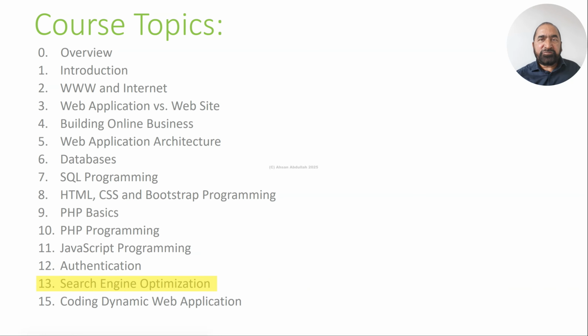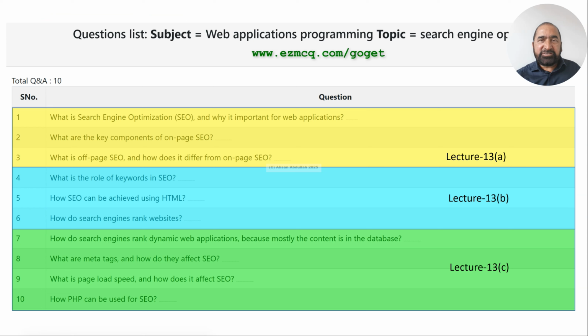So this is the list of topics in this course, Web Applications Programming. And as you can see, topic number 13 is search engine optimization. Now within that topic number 13, there are 10 question and answers. And each of these questions and answers is itself a concept. So that is divided into three lectures, 13A, which is the first three Q&A. And then we have 13B, which is the next three Q&A. And then is 13C, which is the last four Q&A.